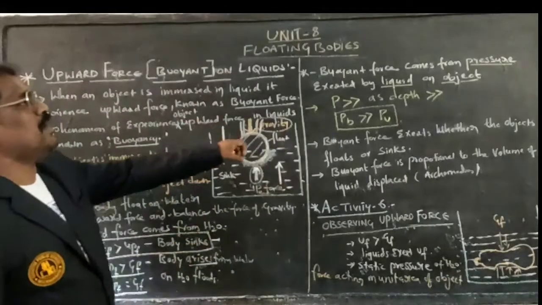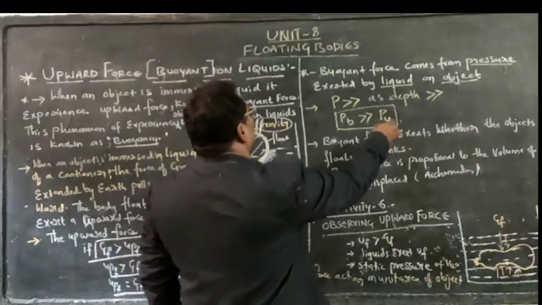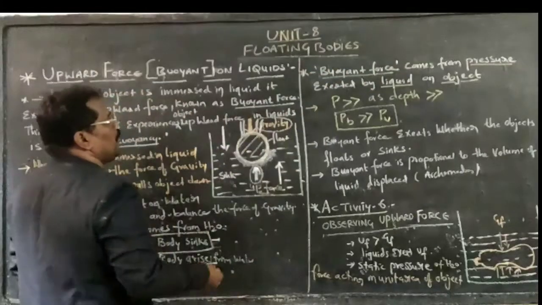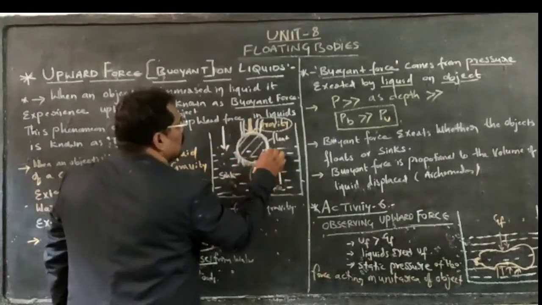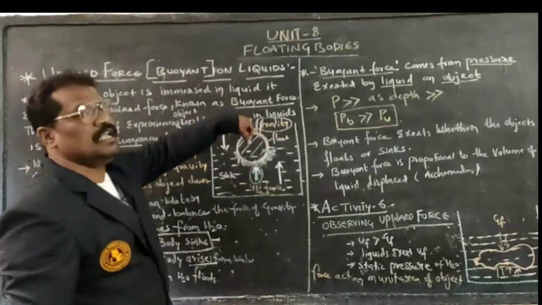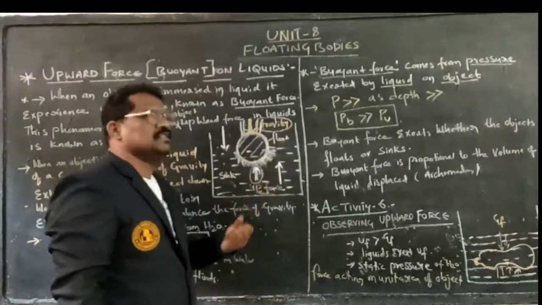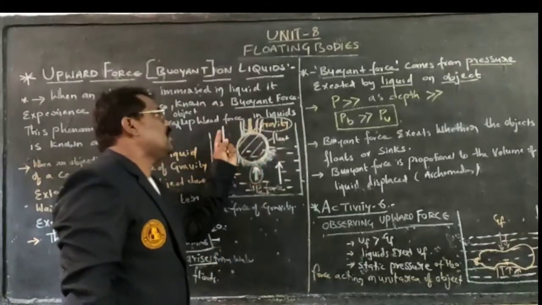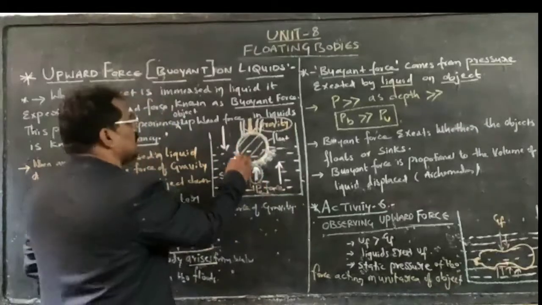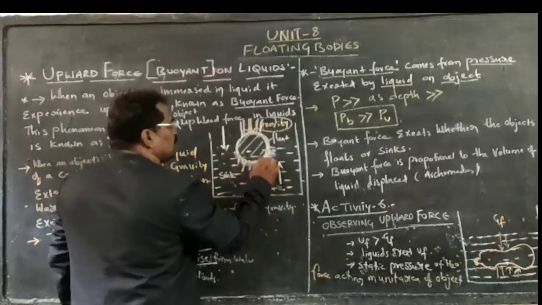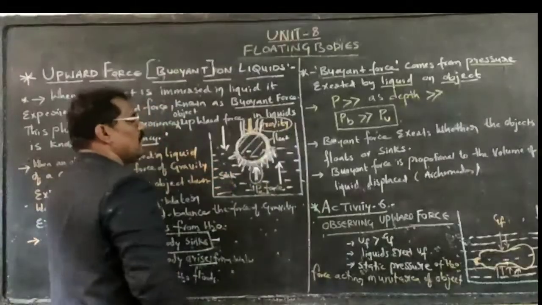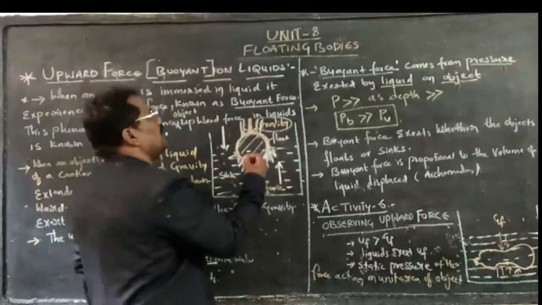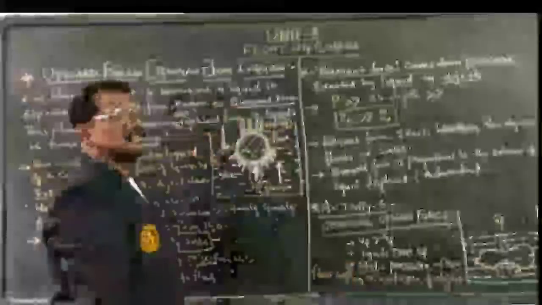Next, where does this buoyant force come from? Where does this upward force come from? It is the force exerted on an object placed in a liquid. From where is this upward force acting? It is exerted by the pressure of the liquid on the object. The liquid is exerting some pressure on this particular object, and due to that, the buoyant force comes into existence.